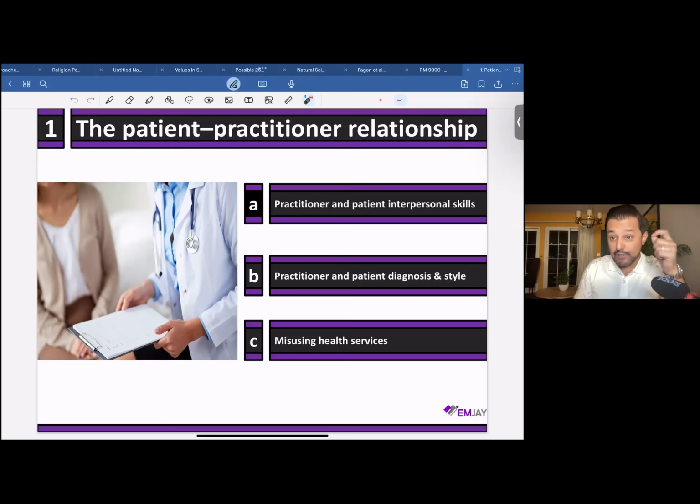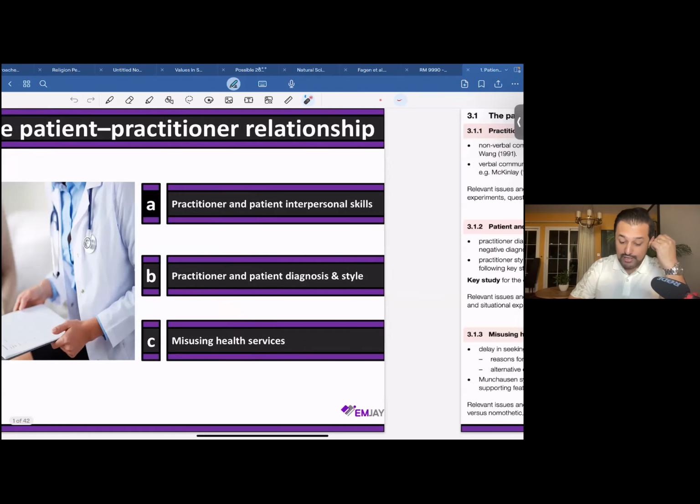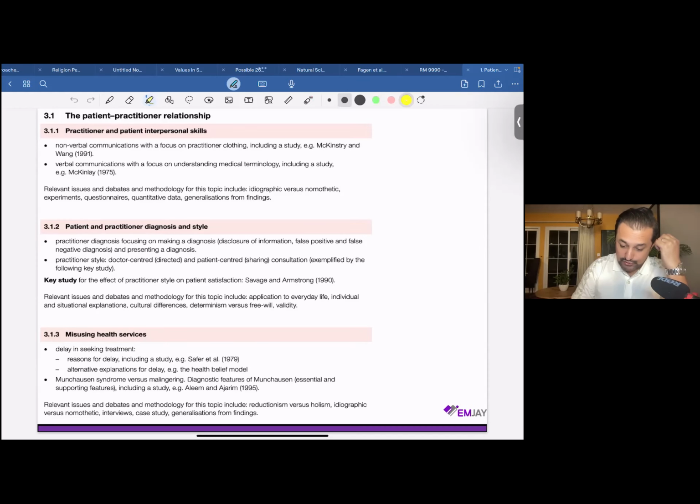Now, each component that we have has 5 different units in it, right? Each component has 5 units. And when I use the word unit, I'm referring to a chapter. And each unit has 3 different sections. So these are the 3 different sections that we have for patient practitioner relationship. The first one is practitioner and patient interpersonal skills. The second one is patient and practitioner diagnosis and style. And the third one is misusing health services, right?